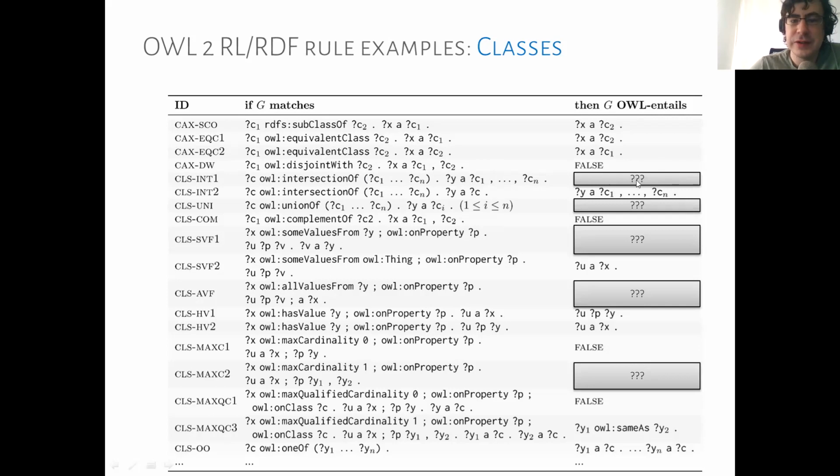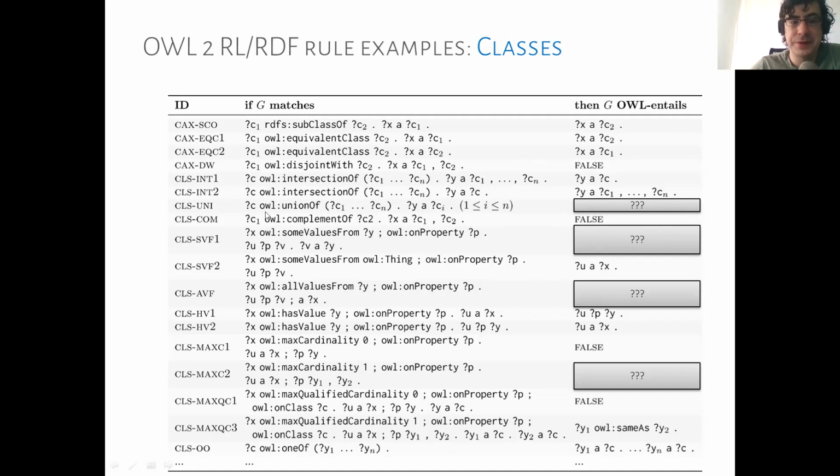Any ideas? So if we have C is the intersection of C1 to Cn, and we have something that is an instance of each of these classes in the intersection, then we can infer that Y must be an instance of the intersection, C. So Y is an instance of C. And the other way, if Y is an instance of C, the intersection, then it's an instance of all of the classes in the intersection. So it works both ways.